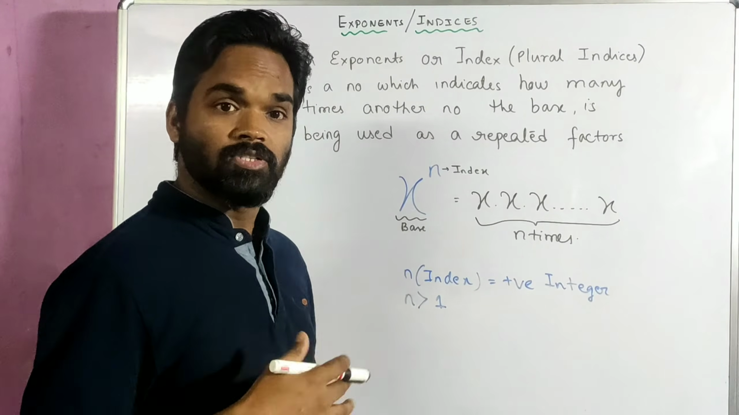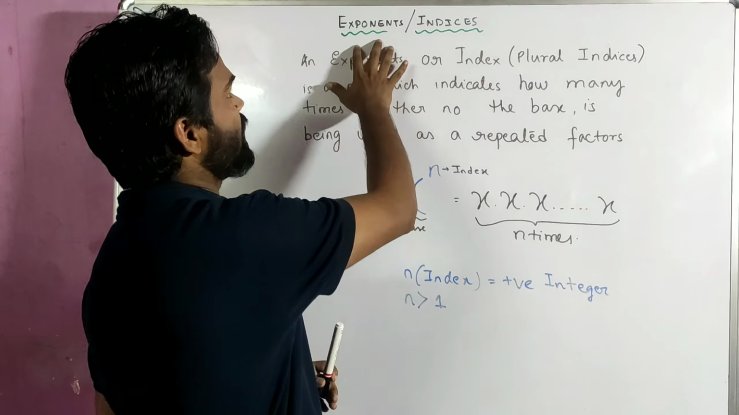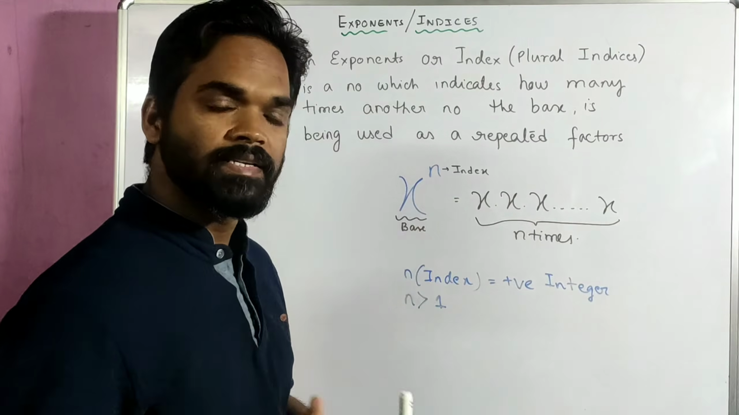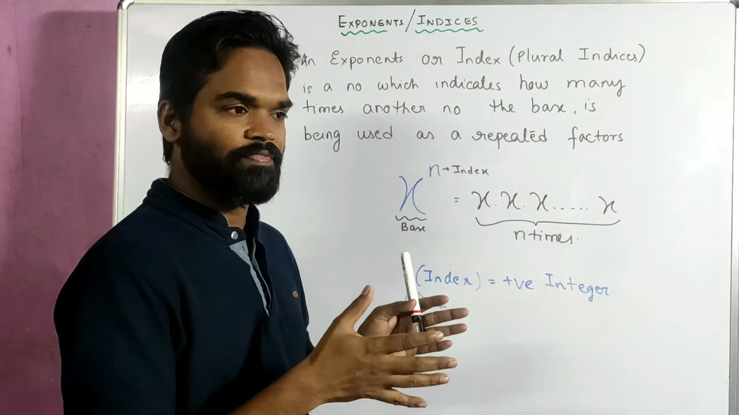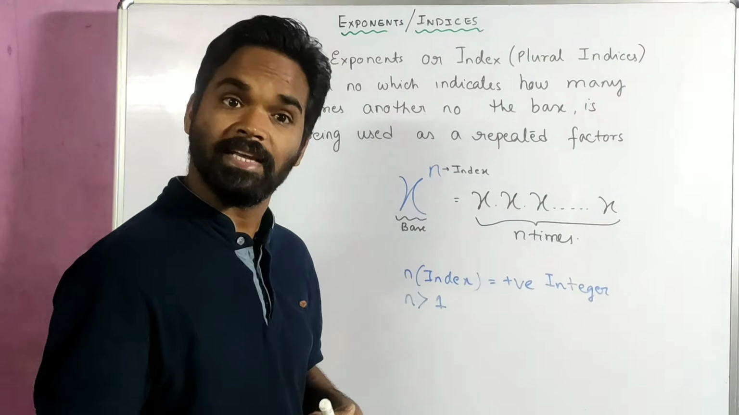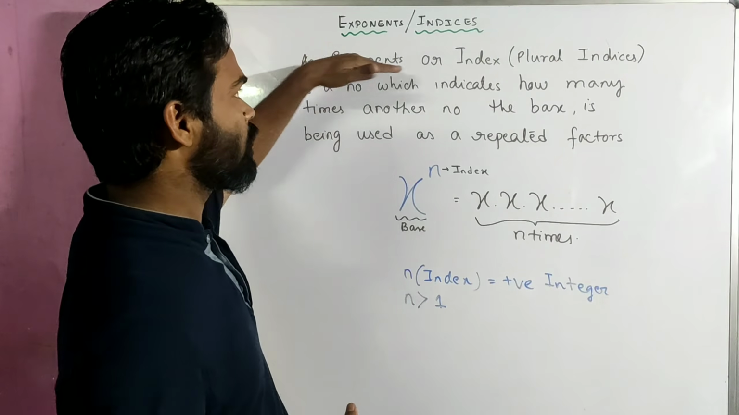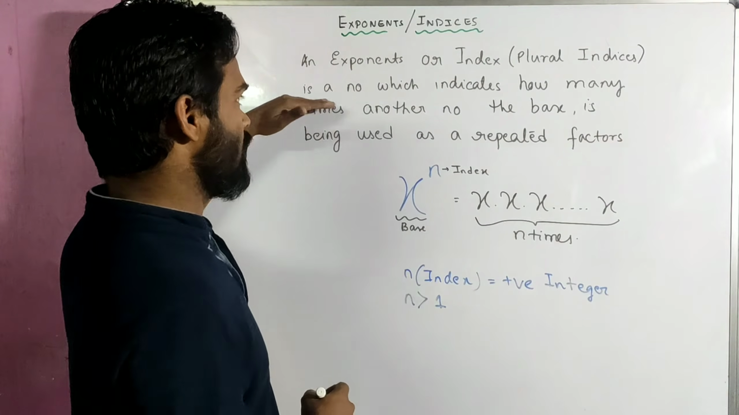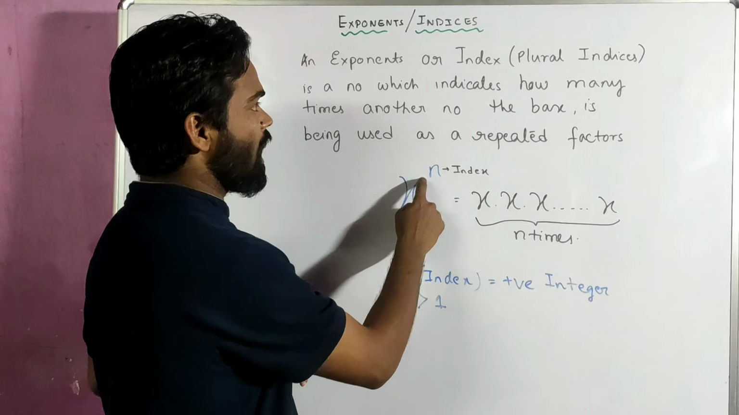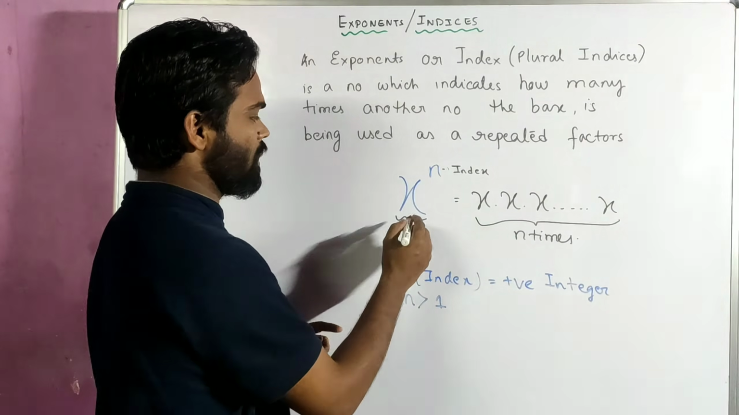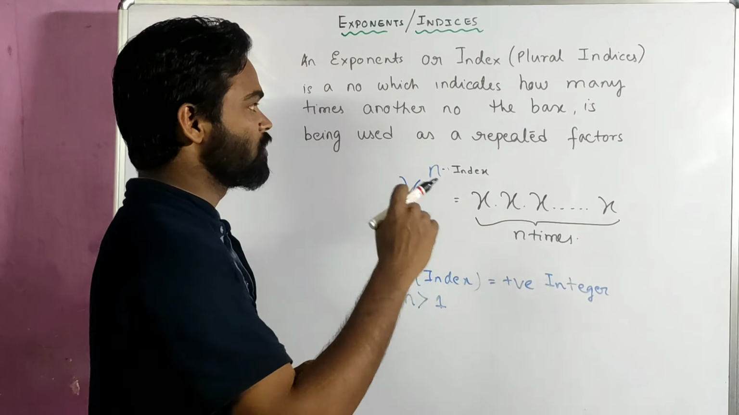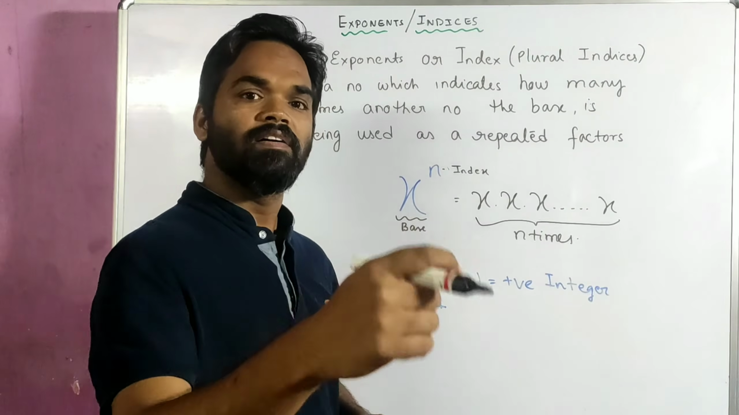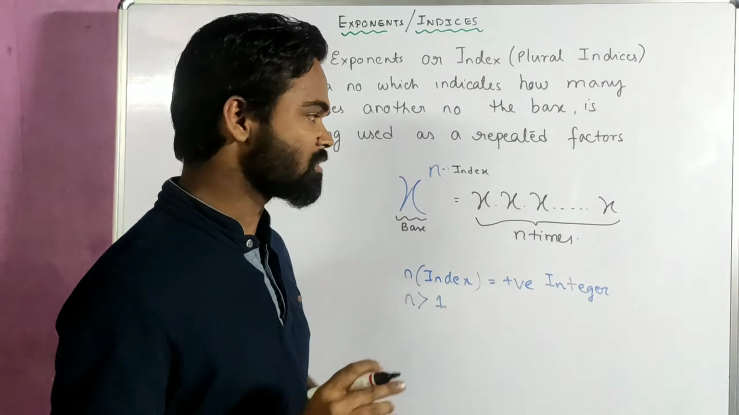Hello class. Today our topic of discussion is exponent or indices, which is the same thing. First of all, we should have a clear idea what is an exponent. Now an exponent or index is a number which indicates how many times another number, the base, is being used as a repeated factor. Now what does it mean in simple terms?